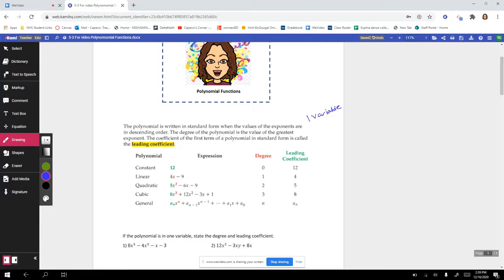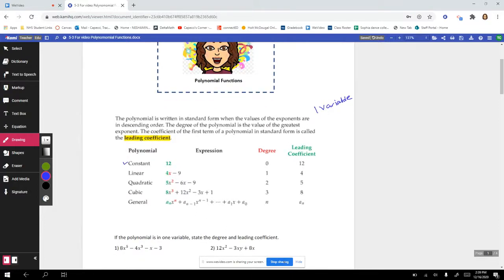number before a variable. So the leading coefficient is like the line leader, it's the first coefficient. Okay, so let's look at a few examples. We have a constant, which is when we just have a number with no variable, so we know that degree is 0. The leading coefficient is 12. We know a linear equation is a line, right? So x is to the first power. That's our highest degree there. And our leading coefficient is 4.